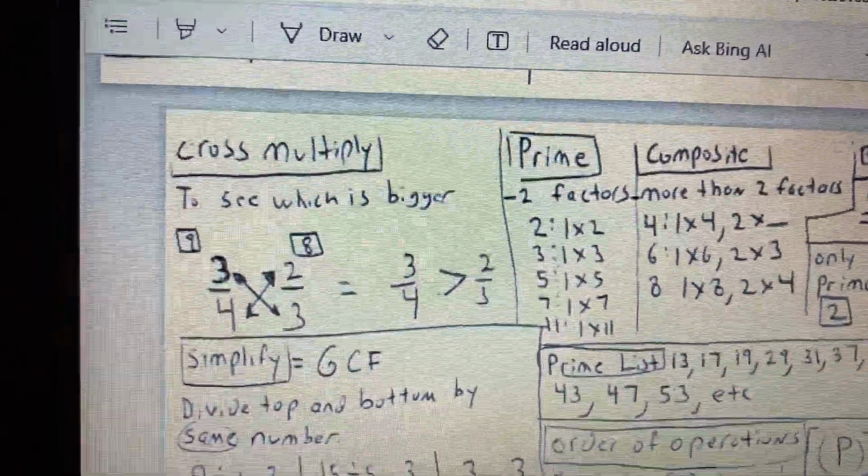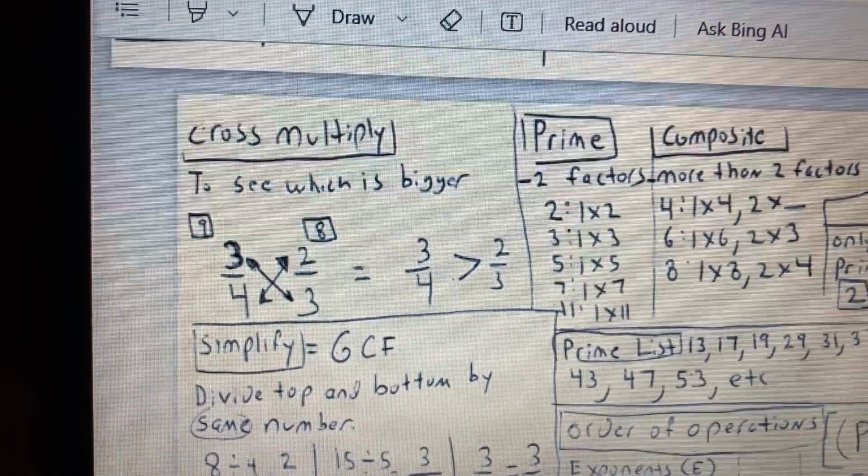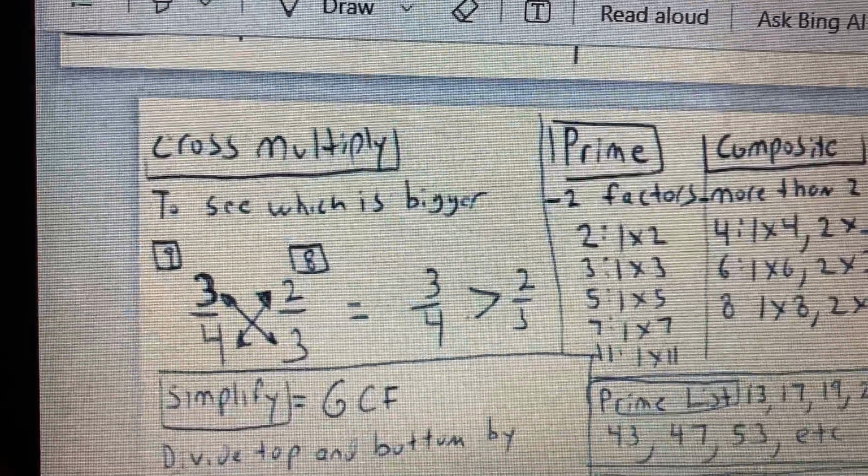Remember, watch this as much as you want to. Rewind certain parts. It's just me going over the journal with you is all it is. Okay, I'm on the back now. Side B, if you want to call it that.